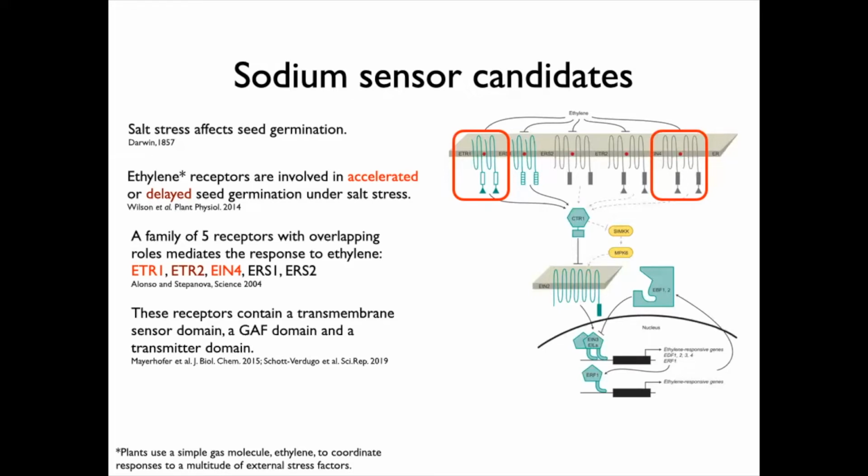This GAF domain, GAF is an abbreviation of the first three enzymes that actually had this particular structural domain. So the name itself is not so interesting at this moment. It's just an easier way to say we found a particular structure. These GAF domains also were found to be sodium sensitive. So this is the conjecture: we can now try to see if this ETR1 GAF and IN4 GAF are actually sodium sensitive.